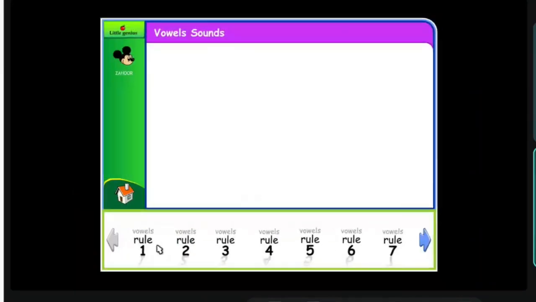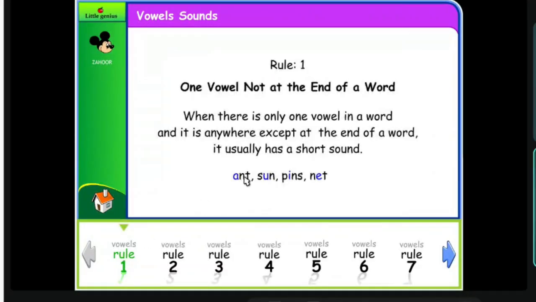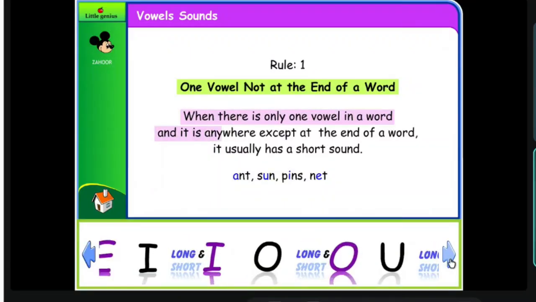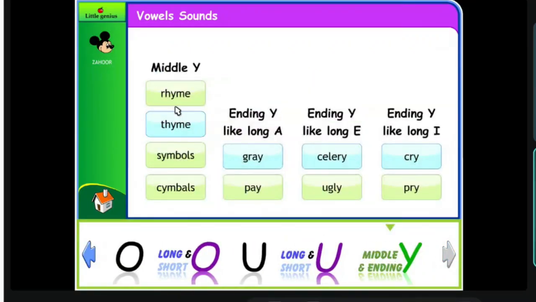Then another section, vowels. This is very important. Vowel rules are there, so many rules. This is a little tough for young children. With the support of the teacher or parents, they can study this. Examples are rhyme, time, symbols, grade, celery, and words with an ending Y like long name. So all these are scientific, and the children cannot learn them on their own.